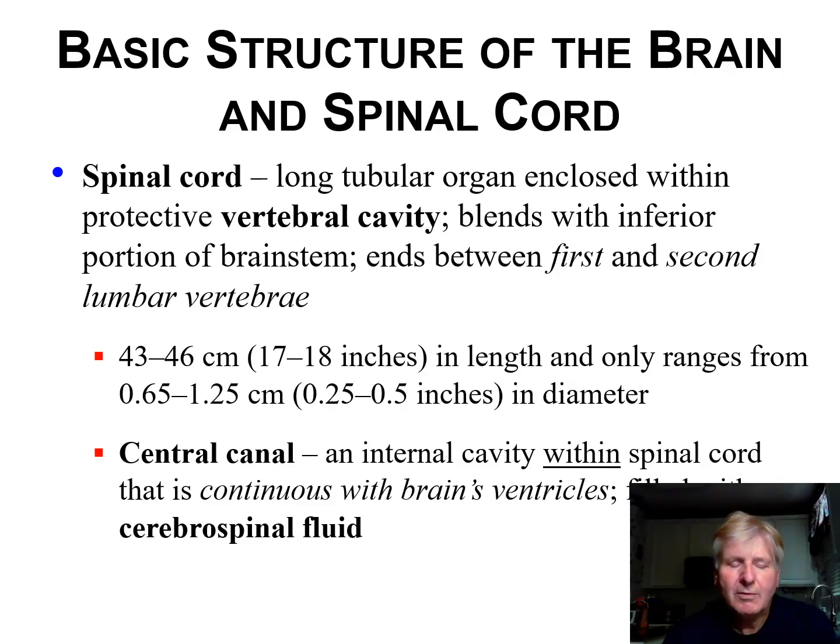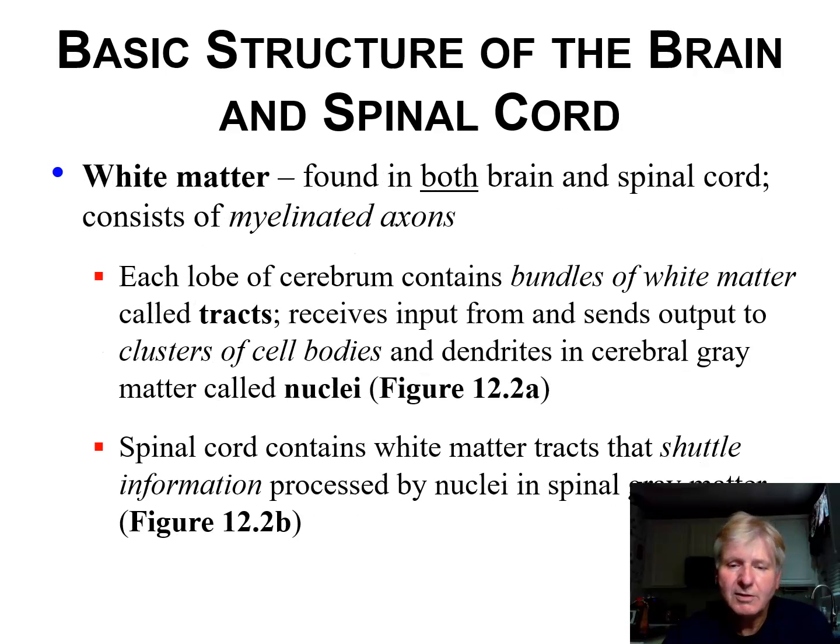And in the very middle of the spinal cord is the central canal. This is the internal cavity within the spinal cord, continuous with the brain's ventricles and filled with cerebrospinal fluid. There are two types of tissue in the central nervous system that we'll describe.